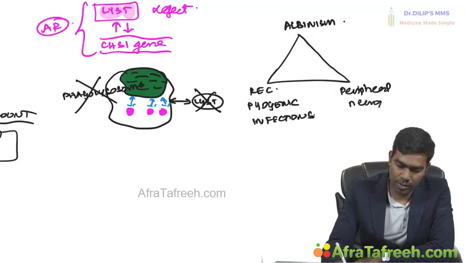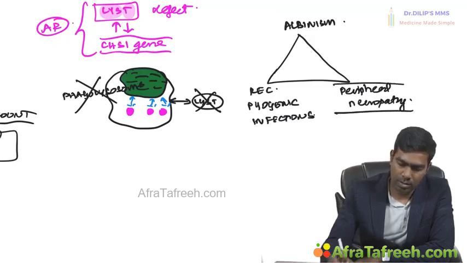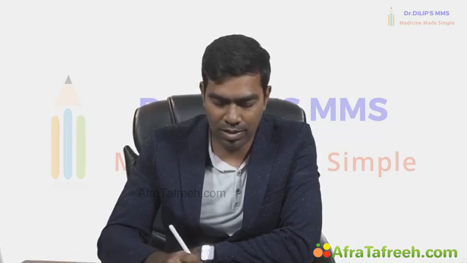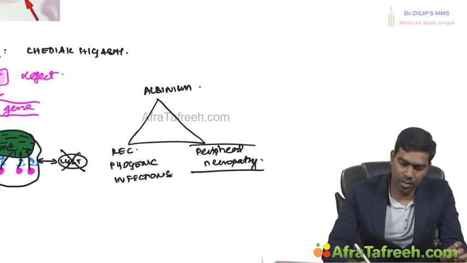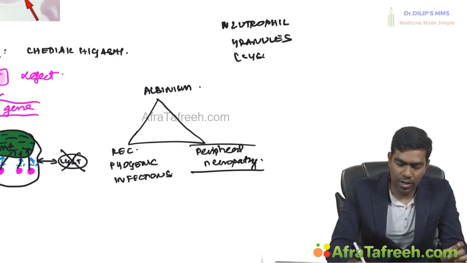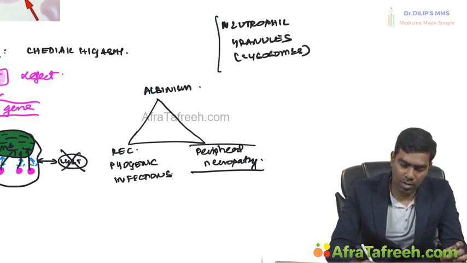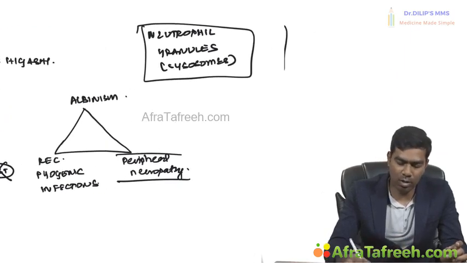That is also going to happen. So the main problem is, remember, this fusion is very important for the granular release also. This LYST is not only important for fusion of the phagosome with the lysosome, it is also very important for the release of the granular contents. You know, the neutrophil granules, I didn't talk about that. The neutrophil granules are very important. The neutrophil granules are nothing but the modified lysosomes. Very important.